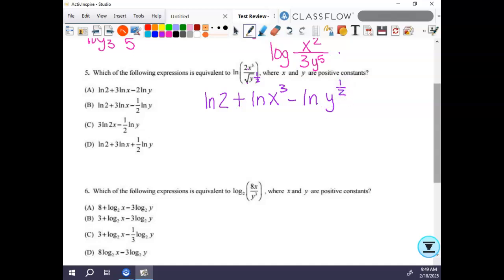I could leave it as the square root of y when I write it like that, but I want it as the exponent so I can bring it out front, because then I'm going to have the natural log of 2 plus 3 times the natural log of x minus 1/2 times the natural log of y. And when I look over here, that would be B.